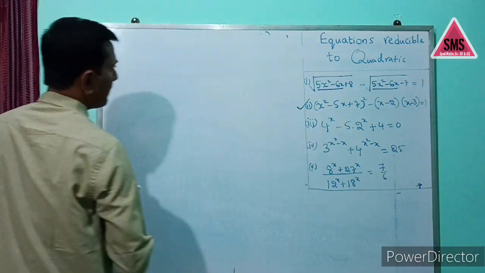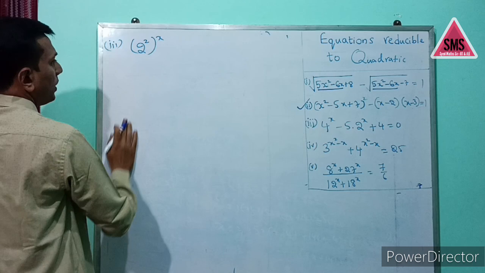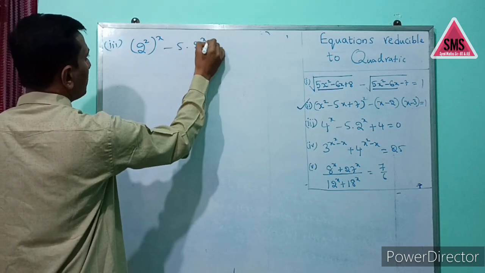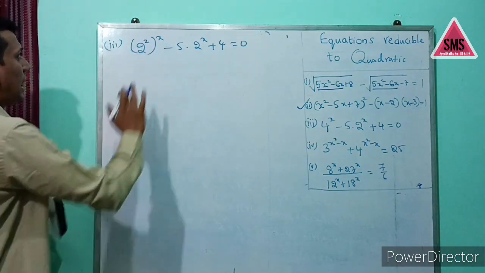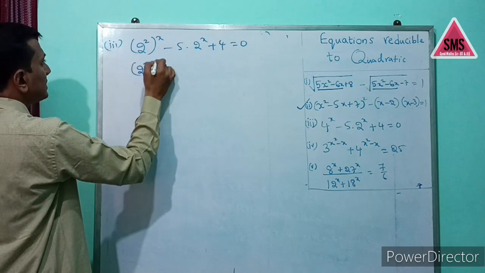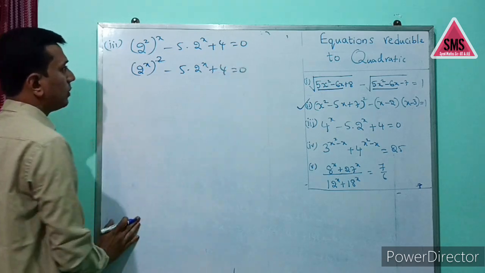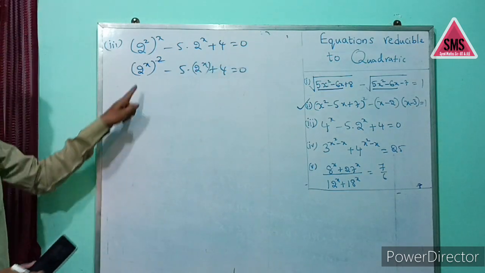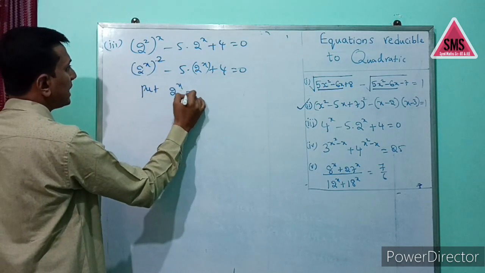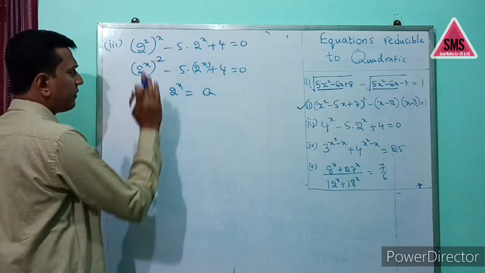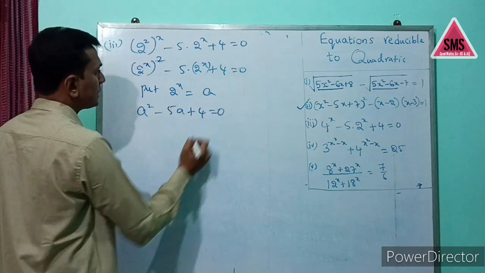So here 4 power x is given. 4 power x can be written in terms of 2: 2 square whole power x minus 5 into 2 power x plus 4 equals 0. But I want the highest degree as 2, so I can write this as 2 power x whole square minus 5 into 2 power x plus 4 equals 0. What is the common thing you are observing here? 2 raised to the power of x. So put 2 power x as some a or any other variable. Then you will get a square minus 5a plus 4 equals 0.